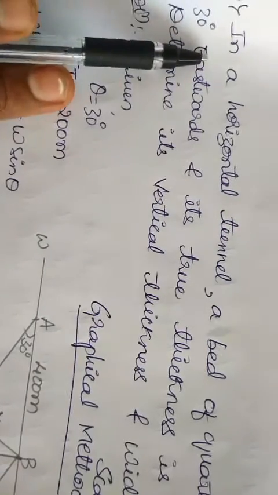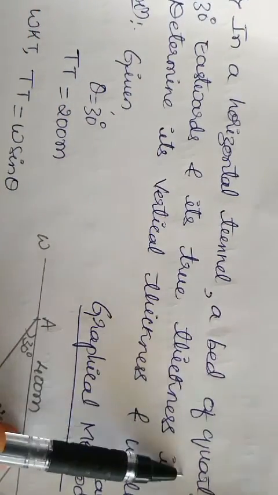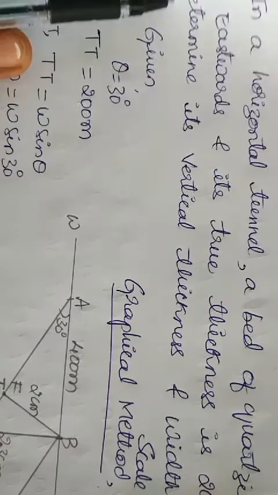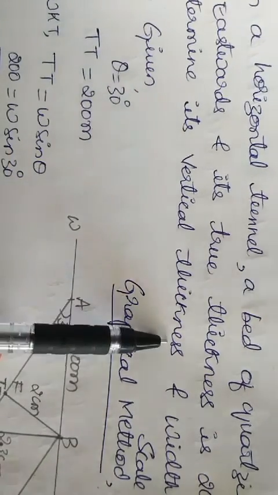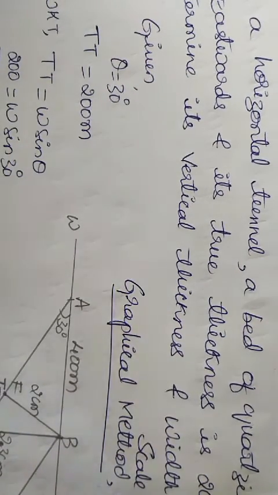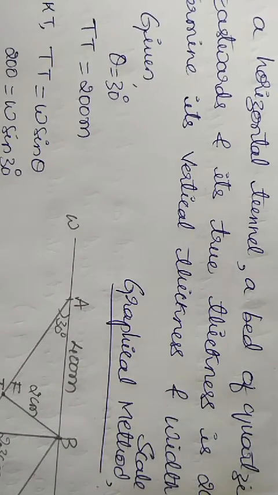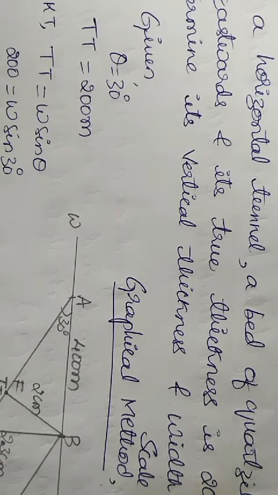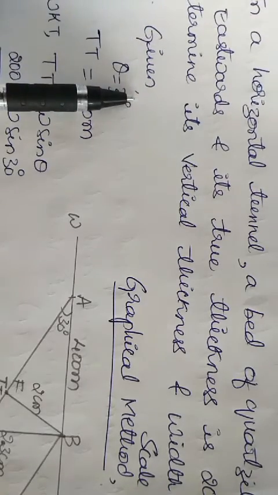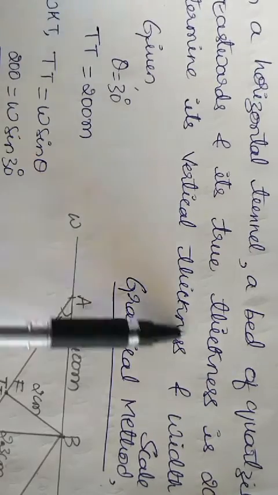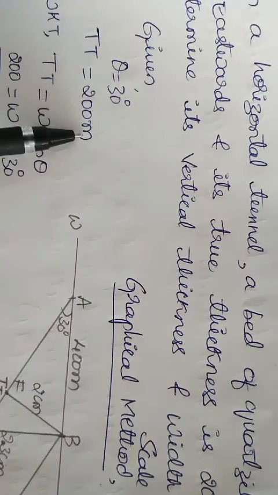Problem 2. In a horizontal tunnel, a bed of quartzite dips 30 degrees eastwards and its true thickness is 200 meters. Determine its vertical thickness and width of outcrop. Similar to the first method we solved, we will use the same formulas for the mathematical method and the same representations for the graphical method. First we write the given data: theta is 30 degrees eastwards and the true thickness is 200 meters.